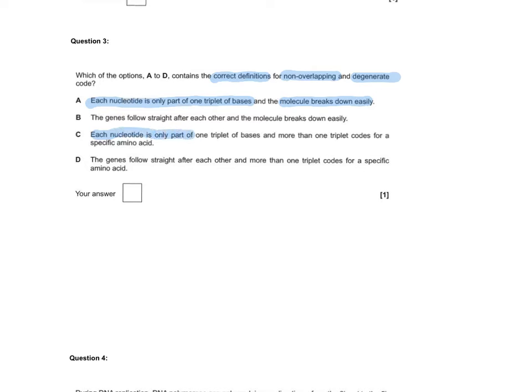C, each nucleotide is only part of one triplet of bases, that is non-overlapping. More than one triplet codes for a specific amino acid, that's the definition of degenerate, so we're looking for answer C here. It's always worth reading through all the options. So genes follow straight after one another and more than one triplet codes for a specific amino acid. This is a problematic statement because actually some genes overlap with different reading frames, so D is not correct either.